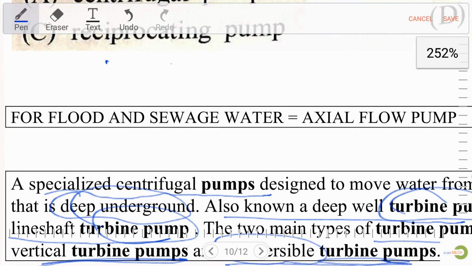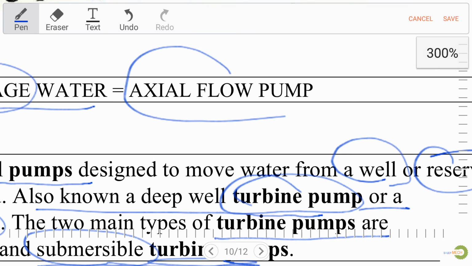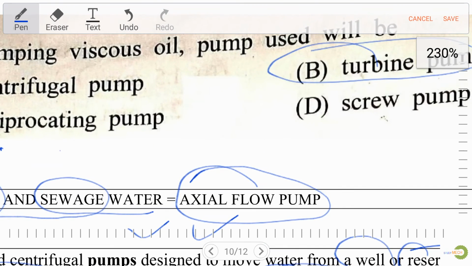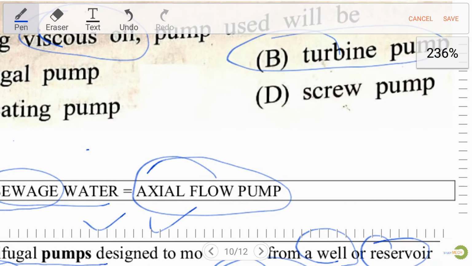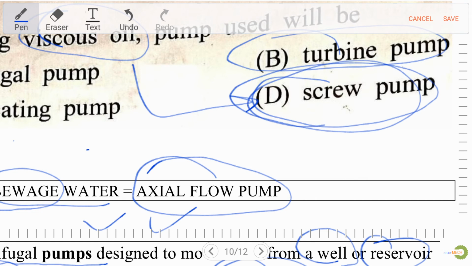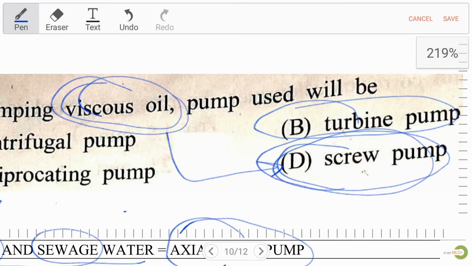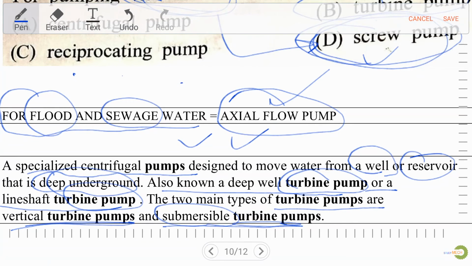Now let's discuss another piece of information. For flood and sewage water, an axial flow pump is used. Always remember this detail. And for viscous oil, we have to use a screw pump because the liquid is viscous. Now we have a clear idea about the screw pump, axial flow pump and turbine pumps. So let's move to the next detail.